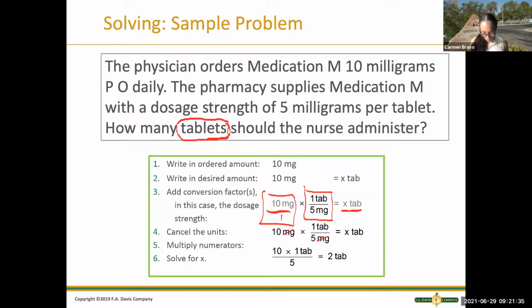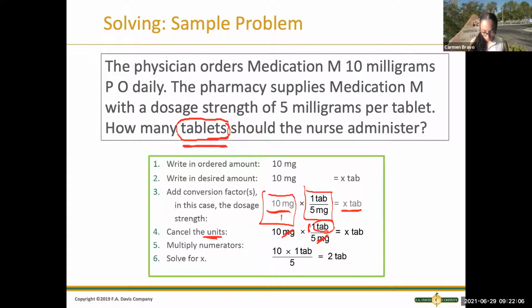Once you do this setup, you're going to solve. First of all, we're going to cancel the same units. In this case, the unit of measurement is milligrams and milligrams. We're going to cancel those out, and then we have tablets left. You're supposed to be left with just the specific form of medication that you're looking for. In this case, tablets, so that's what I'm looking for.